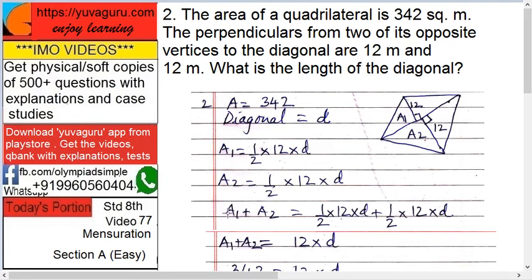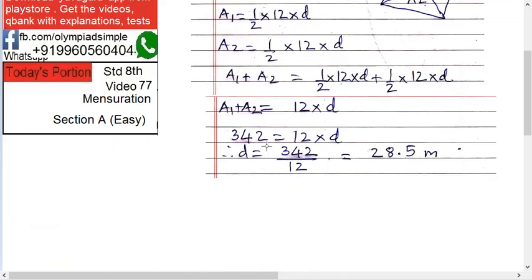Okay, total A1 plus A2 equals 1 upon 2 into 12 into D plus the same one. So it becomes 12 into D. So A1 plus A2 equals 12D. But what is A1 plus A2? This total. So that is 342, right? Because it forms the whole quadrilateral. So 342 equals 12D.